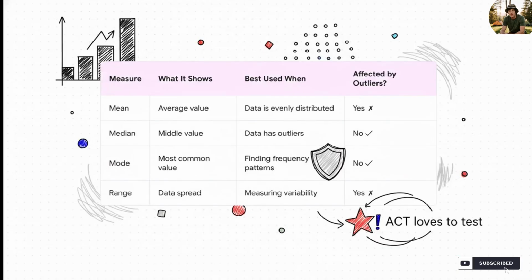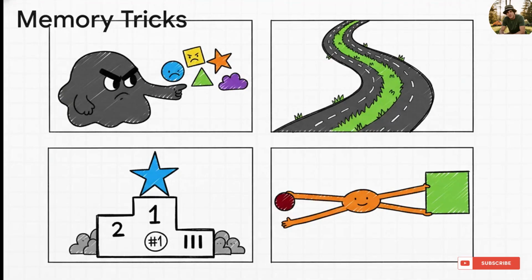Okay, this comparison table is incredibly useful. I want you to pay close attention to that last row, affected by outliers. See how the mean is sensitive to really high or really low numbers, but the median and mode aren't? That is a key difference that the ACT just loves to test. And hey, to help make all this stuff stick when you're under pressure, here are a few simple memory tricks. The mean is mean because it has to include every single number. Median sounds a lot like middle. Mode sounds like most, and the range is the reach from the lowest number all the way to the highest.